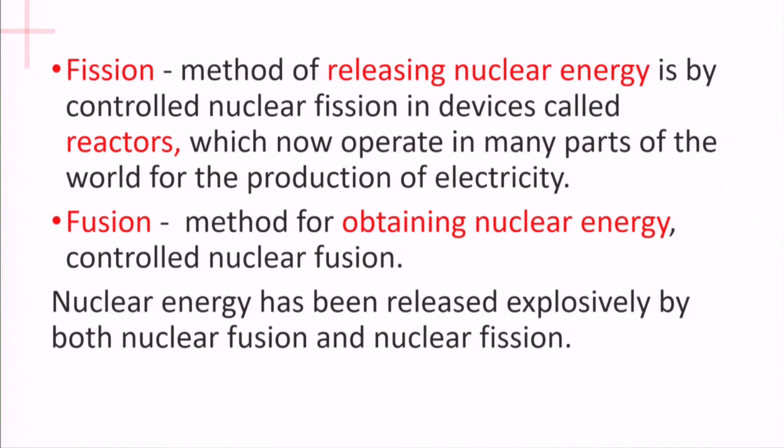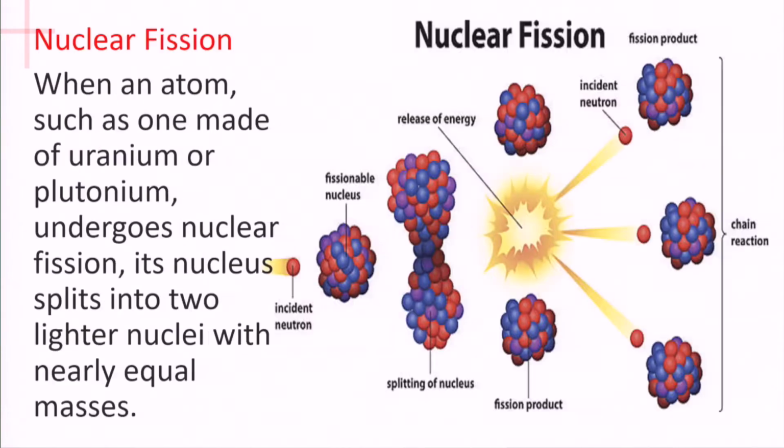So, fission is a method of releasing nuclear energy by controlled nuclear fission in devices called reactors, which now operate in many parts of the world for producing electricity. Fusion is a method of obtaining nuclear energy through controlled nuclear fusion. Nuclear energy has been released explosively by both nuclear fusion and nuclear fission.